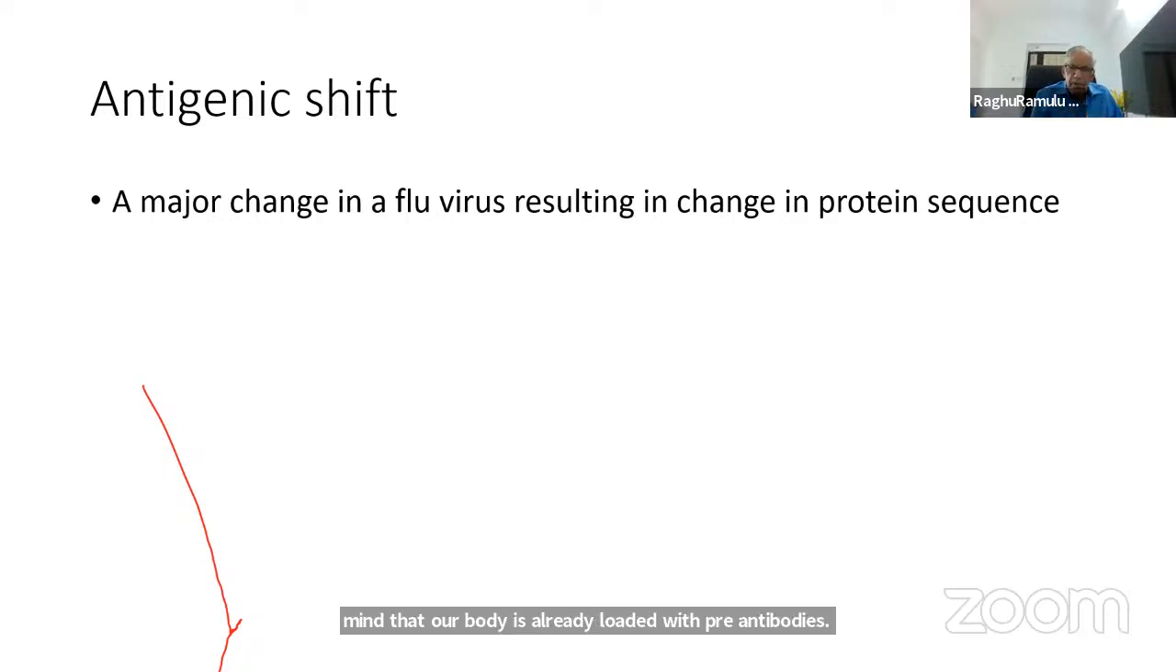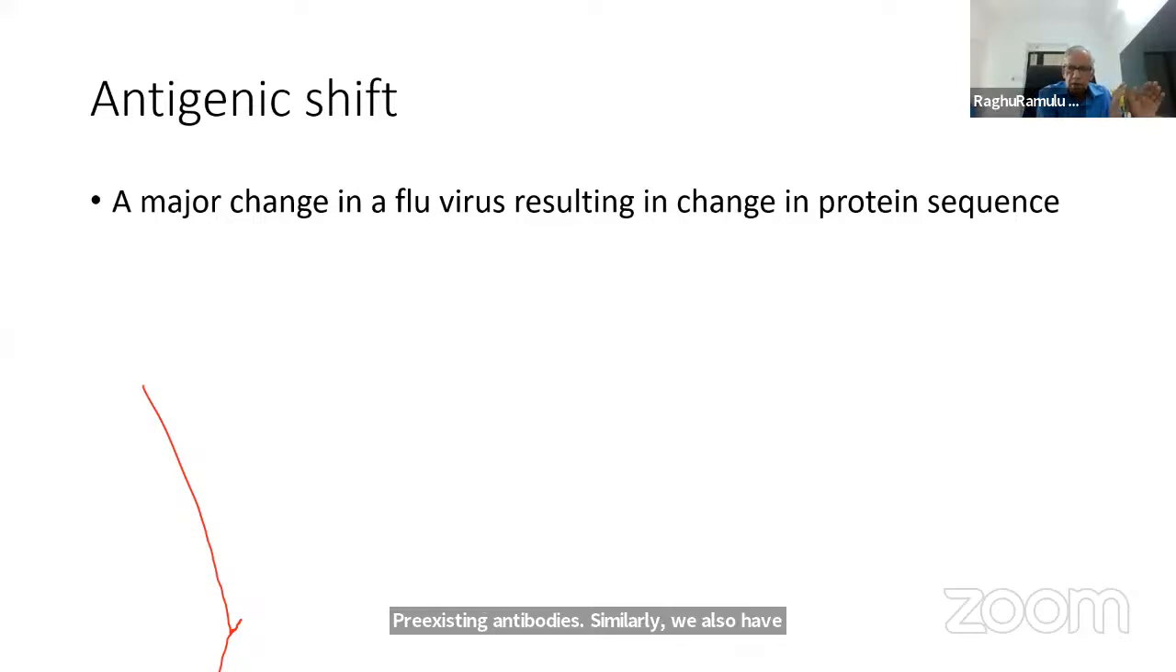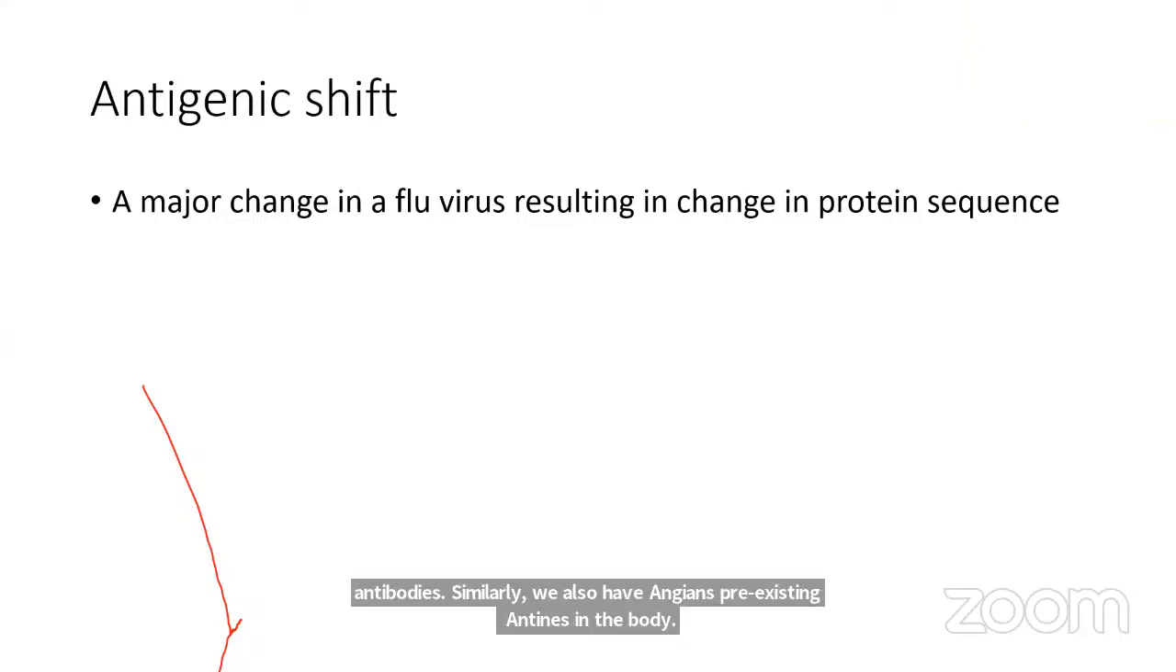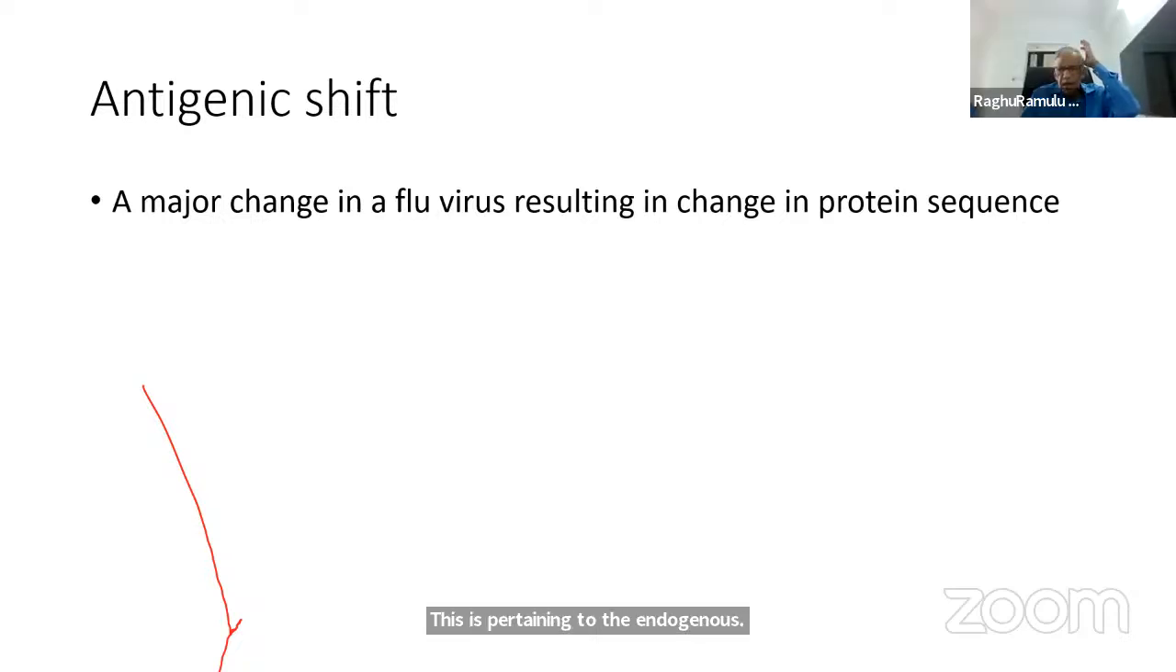The antigen is present on the surface of the cell membrane. Antibodies are present in the circulation. So we have pre-existing antibodies. Similarly, we also have pre-existing antigens in the body. This is pertaining to the endogenous antigens. Exogenous antigens, this is called the foreignness of antigen. Whenever an exogenous antigen is coming into the body, it is called the foreignness of antigen.